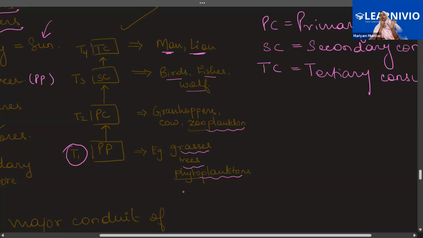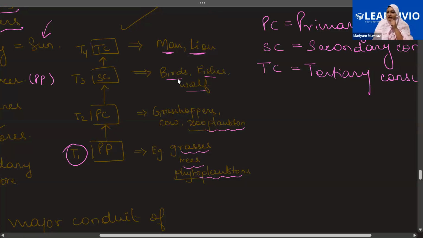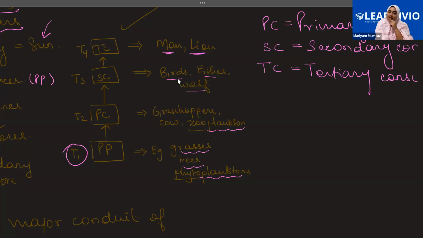And tertiary consumers are those consumers which are not eaten by any other organism, meaning they are not consumed by any other organism. Like, is there any organism that hunts human? No. Is there any organism that eats lion? Can you think of any organism? No, no. No, you can't.